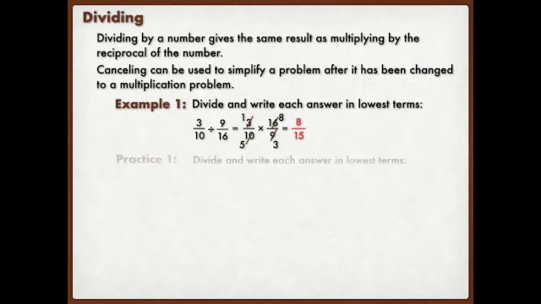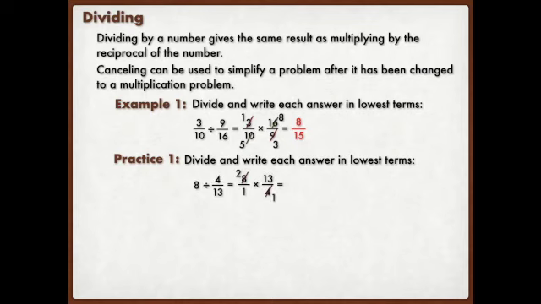Let's look at another example, or practice. Okay, 8 divided by 4/13. I have to turn that 8 into 8/1. I then do the reciprocal, or flip 4/13 to 13/4. I'll then cancel, and then I will multiply the numerators and then multiply the denominators. So the answer would be 26/1. Now I want to turn that into a whole number, and that would be 26.